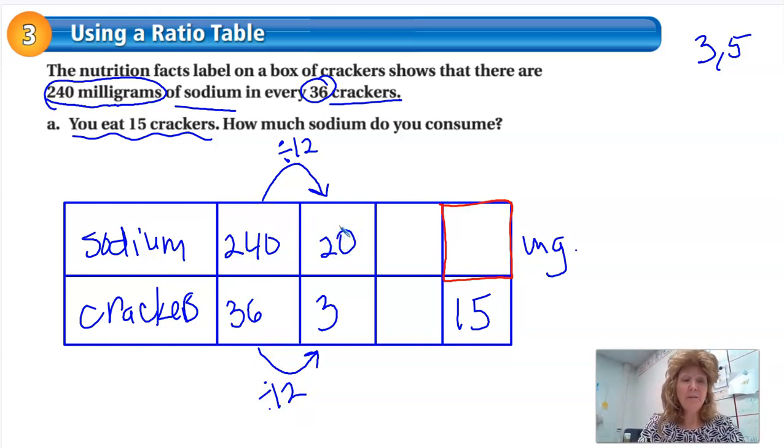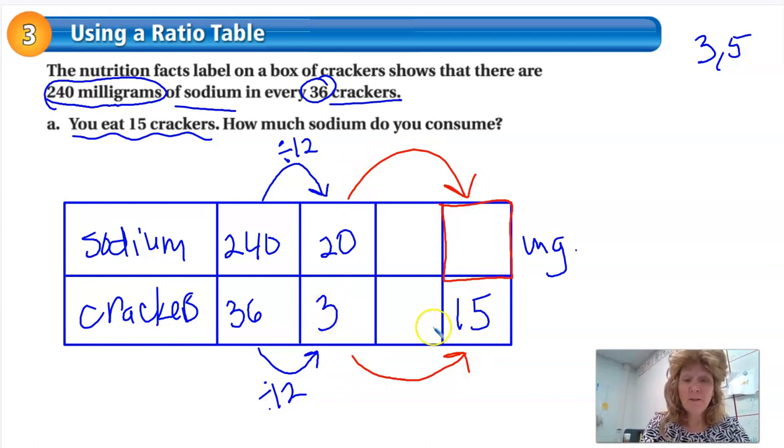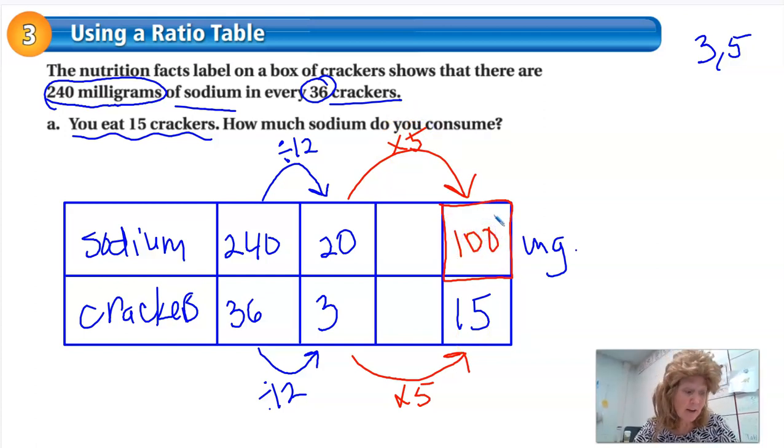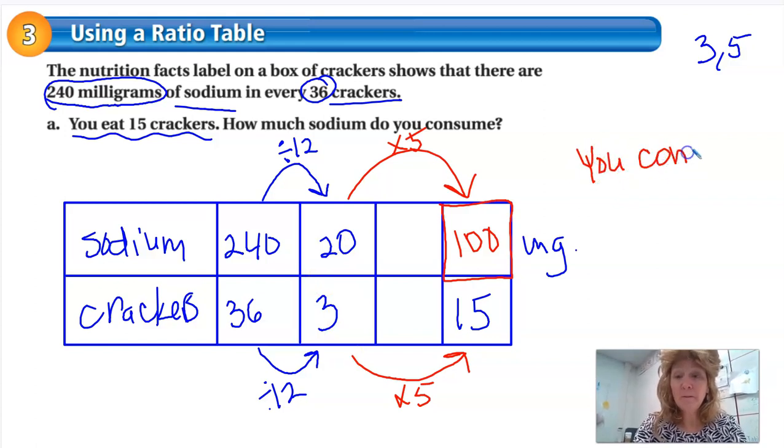Now I need to swoop a second time, but this time I'm going from 12 to 15 and 80 to the end. So 3 times 5, right? I was thinking about two numbers that I multiply together to get 15. And then I would multiply the 20 times 5, and I get 100. So sometimes you have to play around with common factors. I'll show you another way in the coming days about how to figure out some numbers in the middle of your table. Okay, so you consume 100 milligrams of sodium.